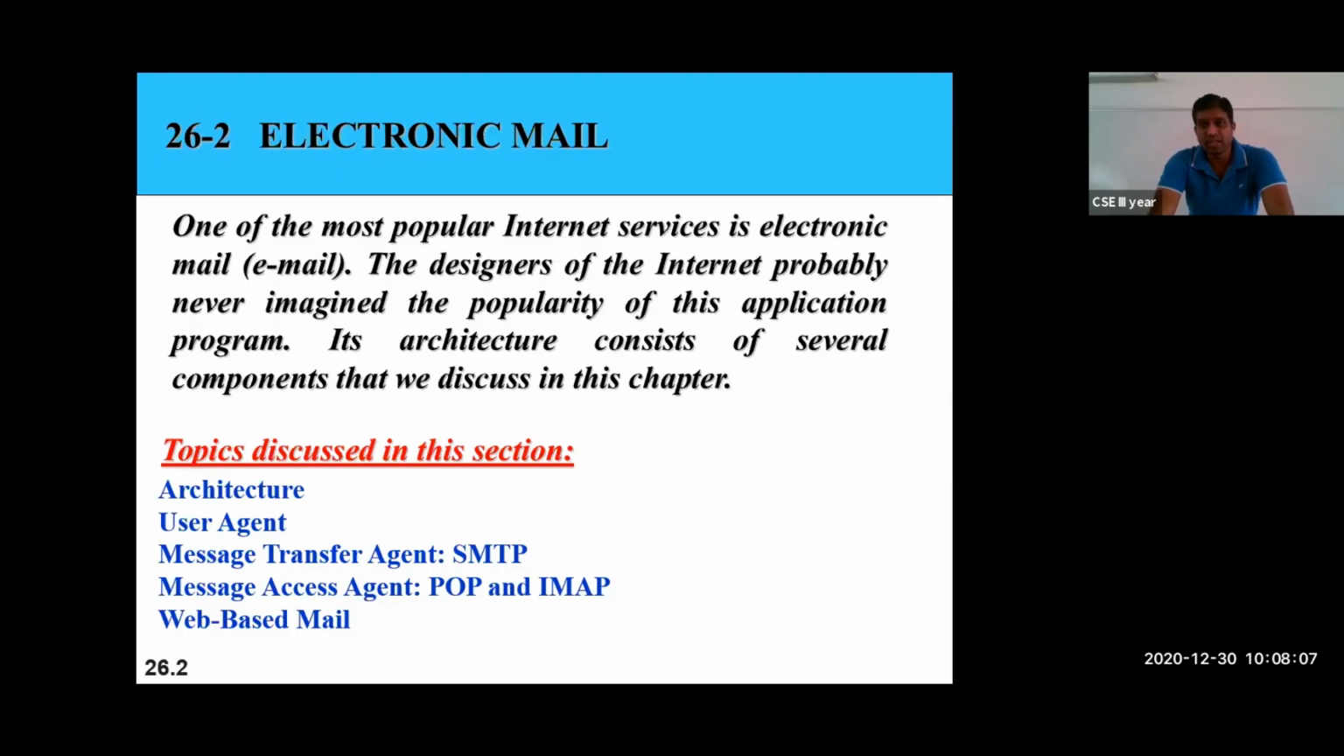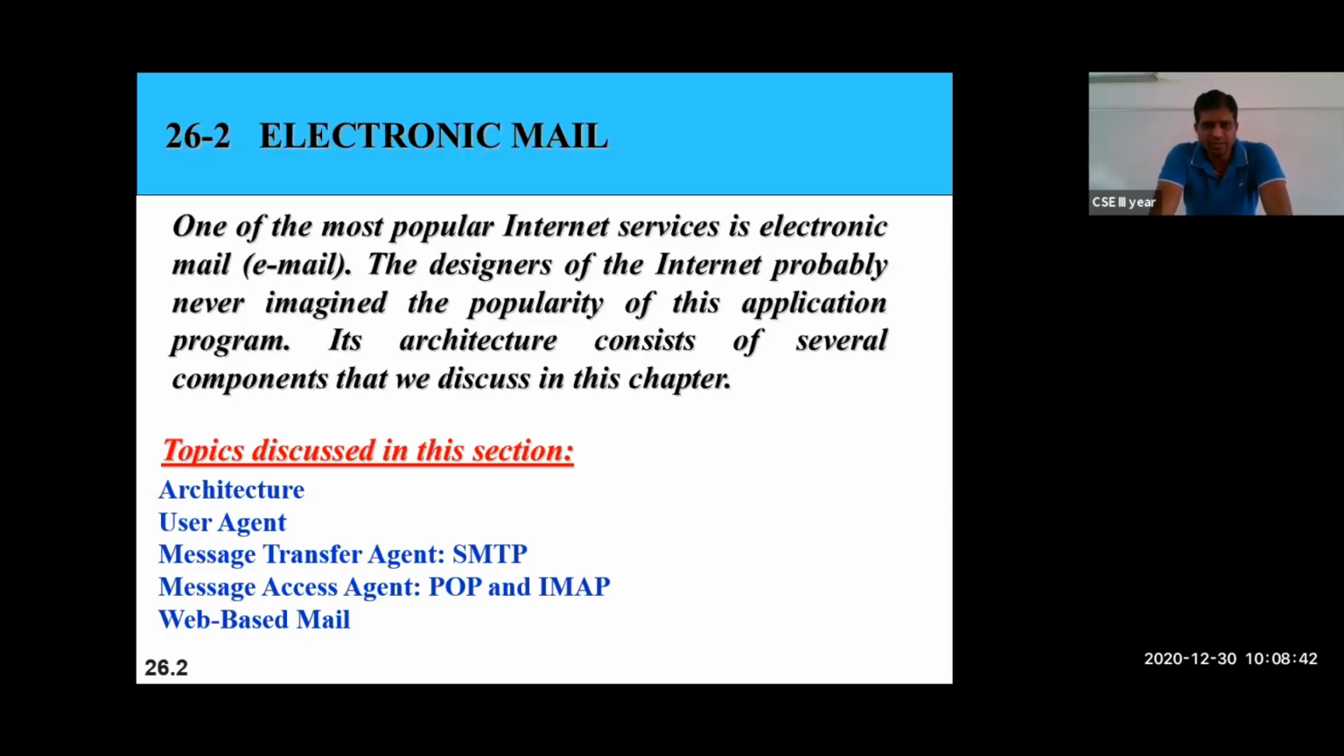I don't even think that the inventors of this email concept thought that it would become so popular over the world. Even now, in the entire world today, a lot of communication happens through mails, especially professional communications. All professional communications happen through emails only, right? So we are going to study its architecture today. Its architecture consists of several components that we discuss in this chapter. It's very simple and easy to understand. Just put some concentration and try to listen to what I'm saying, right?